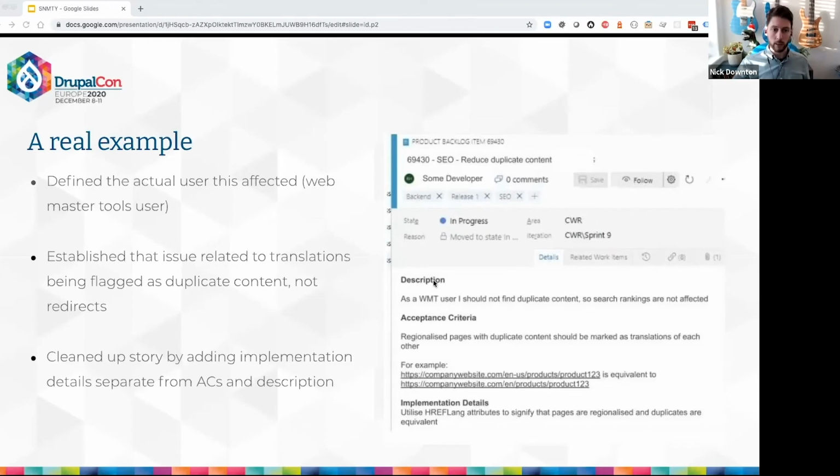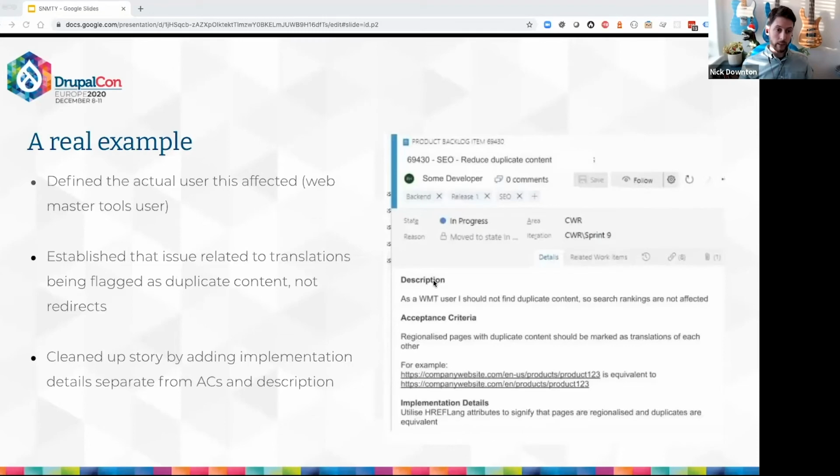So we switched out the system role, which is obviously an inanimate object, and we turned that into a real person. We established that the issues related to translations being flagged as duplicate content, not redirects. So it was nothing to do with uppercase or lowercase URLs. It was the fact that we had two English sites with the same content, and Google didn't know that they weren't different regions. So they had a US site and a UK site.